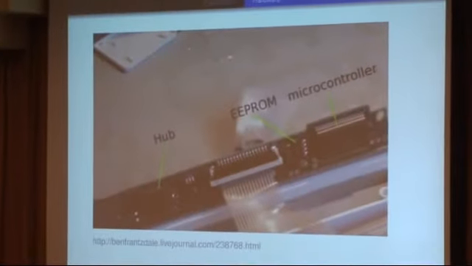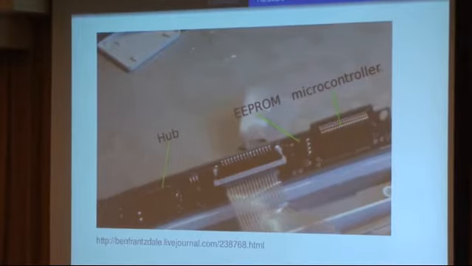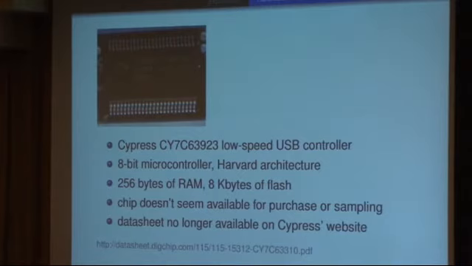So let's take a closer image. There's a USB hub there. On each side of the keyboard, there are USB ports. So there's a hub, a ribbon cable, a serial EEPROM, and then a microcontroller. Let's look at the microcontroller. It's from Cypress Semiconductor. It's an 8-bit microcontroller with a Harvard architecture. And there's not a lot of space in it: 256 bytes of RAM and 8K of flash.